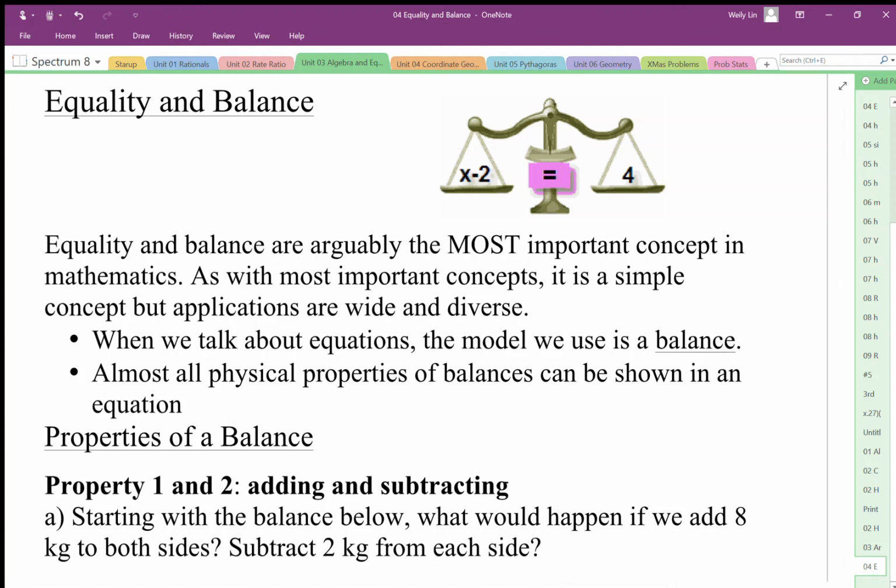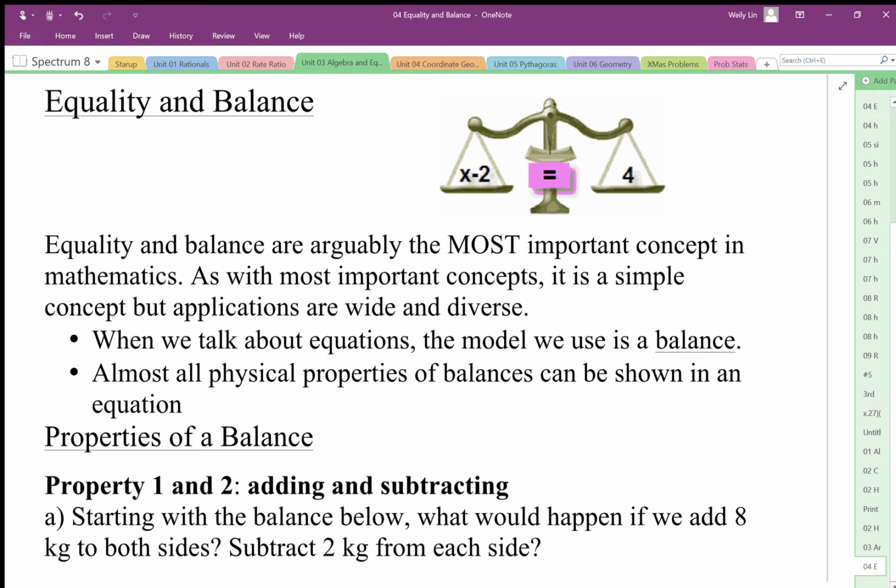So equality and balance are one of the most important concepts in mathematics. When we say something is equal, it means something very specific. It's not the answer to a question. Equal means balance. It means that one side of the equals is exactly the same as the other side.